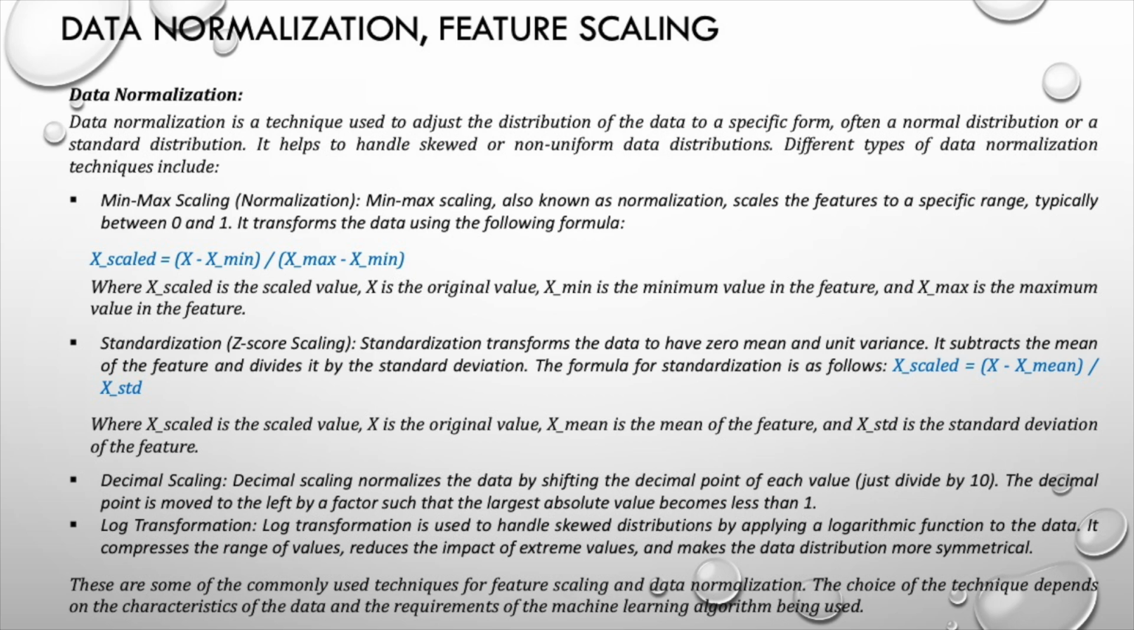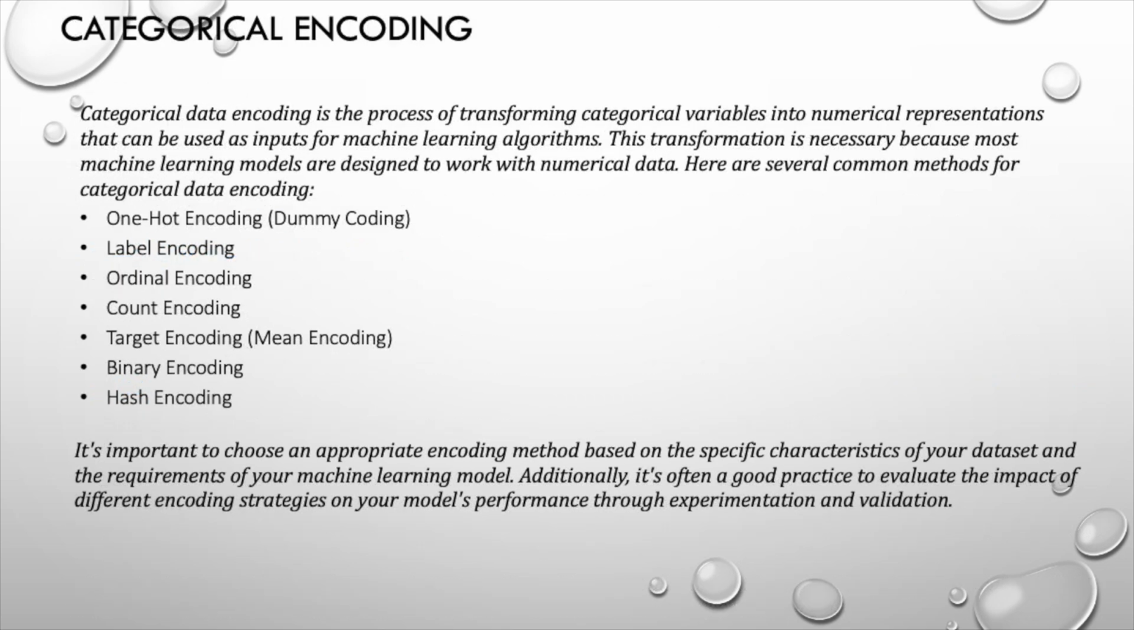It compresses the range of values, reduces the impact of extreme values, and makes the data distribution more symmetrical. These are some of the commonly used techniques for feature scaling and data normalization. The choice of the technique depends on the characteristics of the data and the requirements of the machine learning algorithm being used.